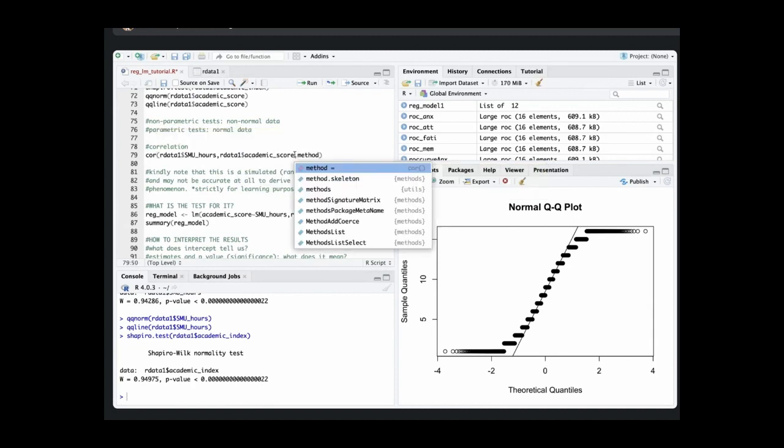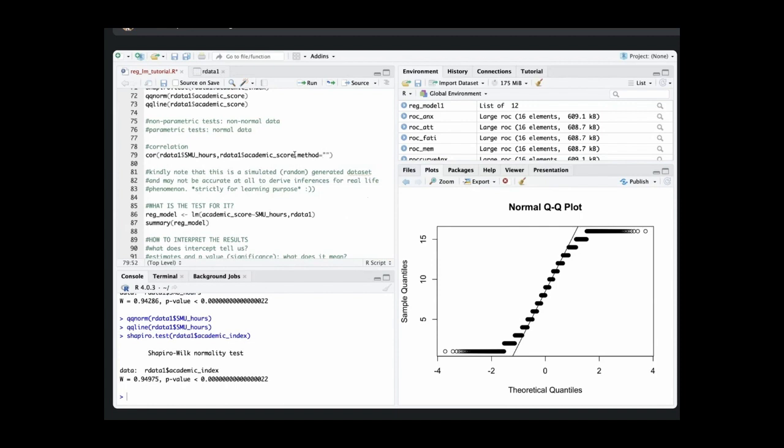And I can also mention whatever method I want. There are three kinds of correlation tests that you can do. You can do either Pearson, Spearman, or Kendall. All three of them have different assumptions, of course, as you would know from our previous sessions on correlation. So right now I'm just going to go with a simple Pearson test here. The default is Pearson. Even if I don't mention anything, it's going to take Pearson as the default.